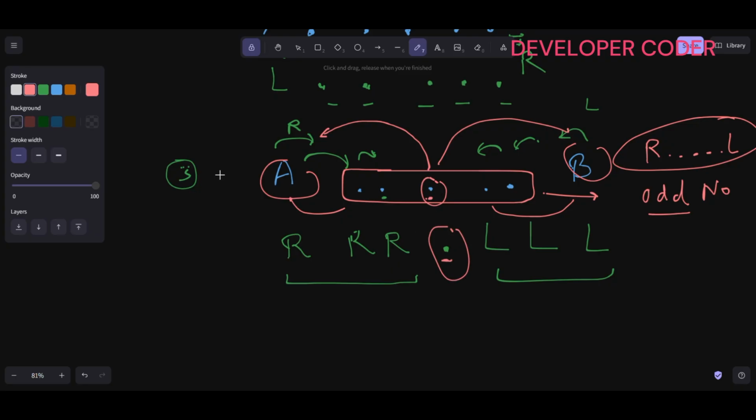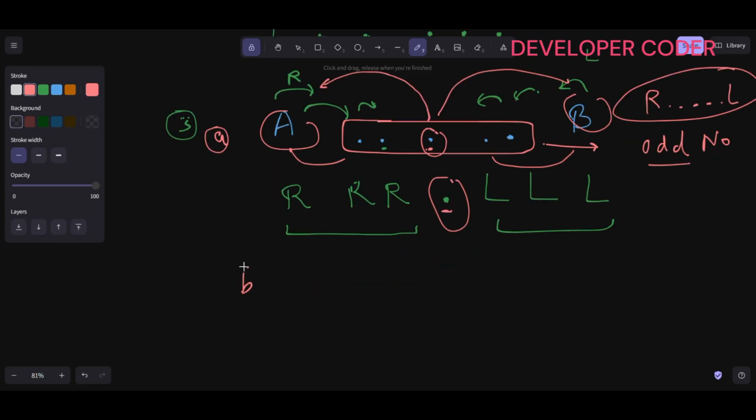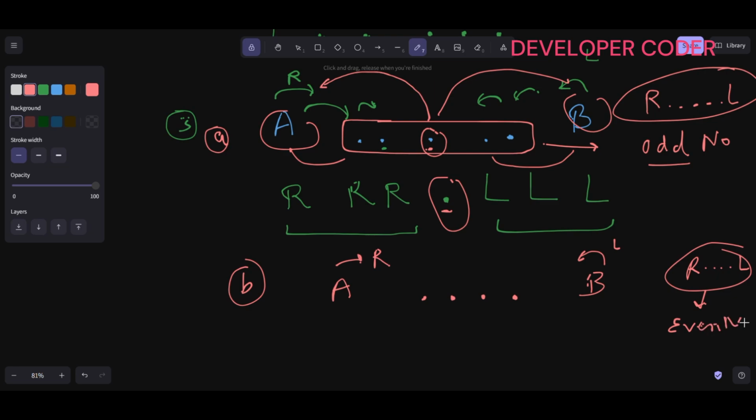So in case 3, this is the first part A. And in this case 3 there is also one more part, same A and B, but we have an even number of dominoes in between. So in that case, let's suppose this is also R and this is also L. So this is also the R and L case, but with an even number of dominoes in between, okay, even number of dominoes in between.